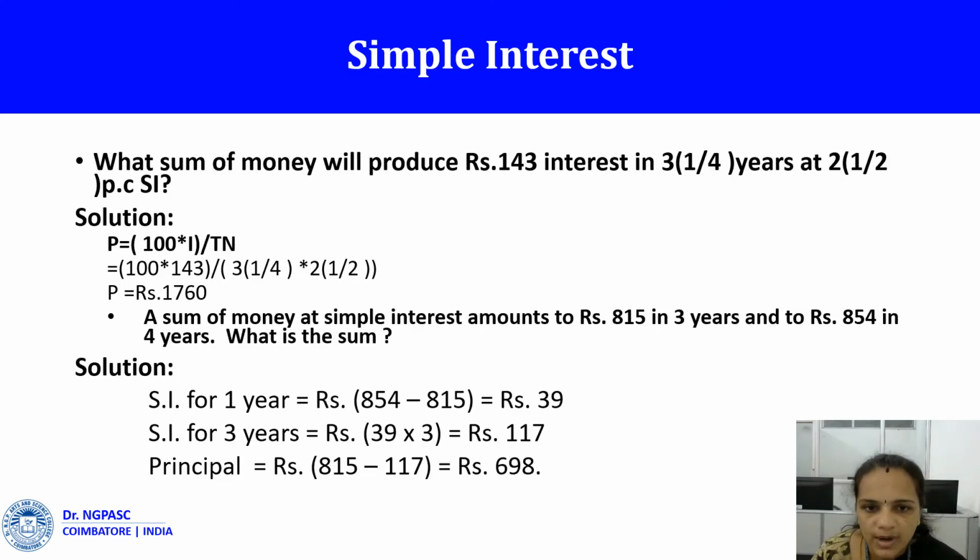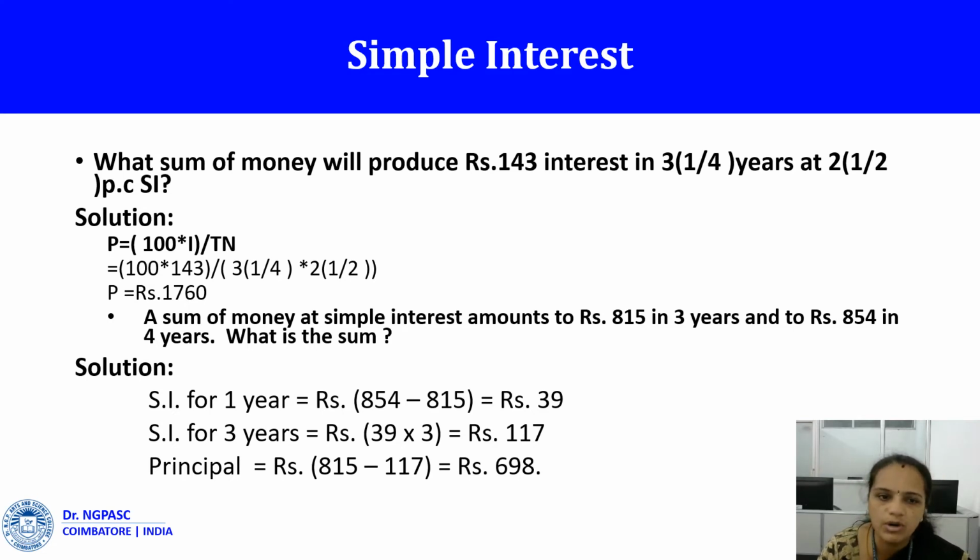What sum of money will produce rupees 143 interest in 3 1/4 years at 2 1/2 percentage? They're asking which amount will produce the interest 143. So the interest is equal to 143, and the number of years is equal to 3 1/4.